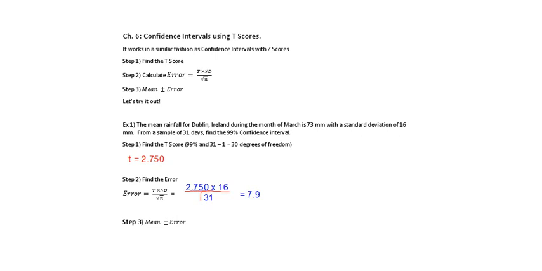Good. Now when you're done with that, we can do mean minus error and mean plus error. So the mean was 73. So 73 minus 7.9 is equal to 65.1. And then 73 plus 7.9 is equal to 80.9. So our 99% confidence interval is 65.1 to 80.9. Just like that.